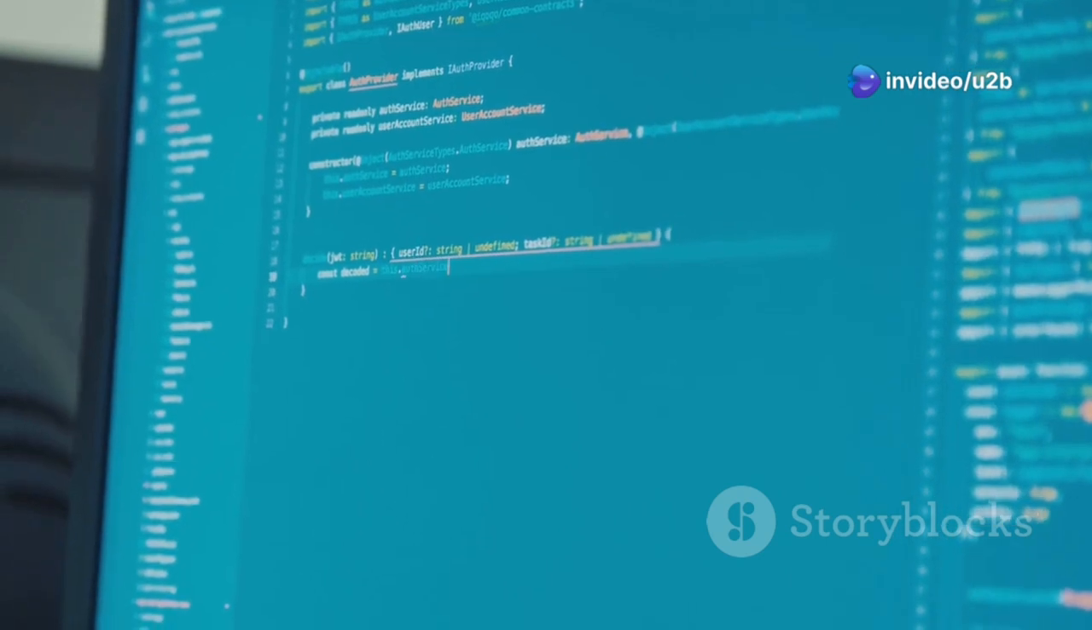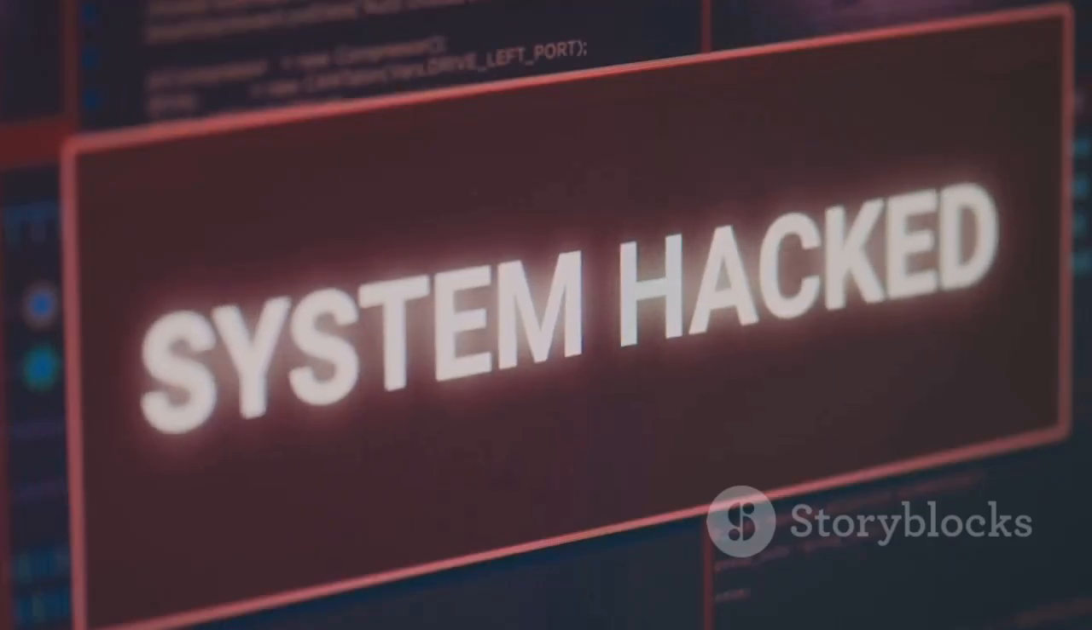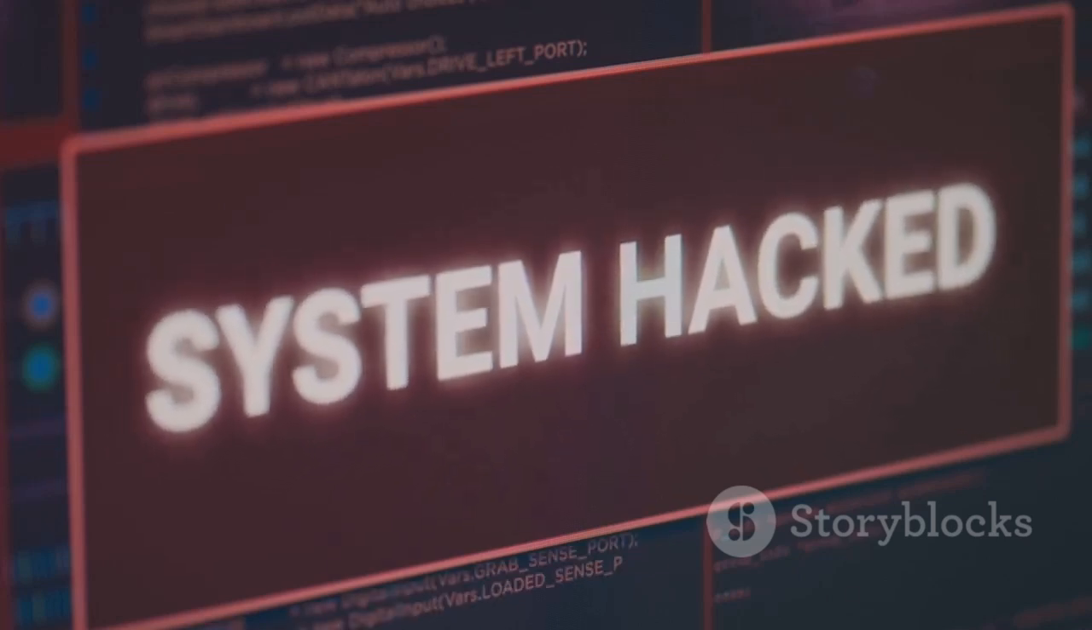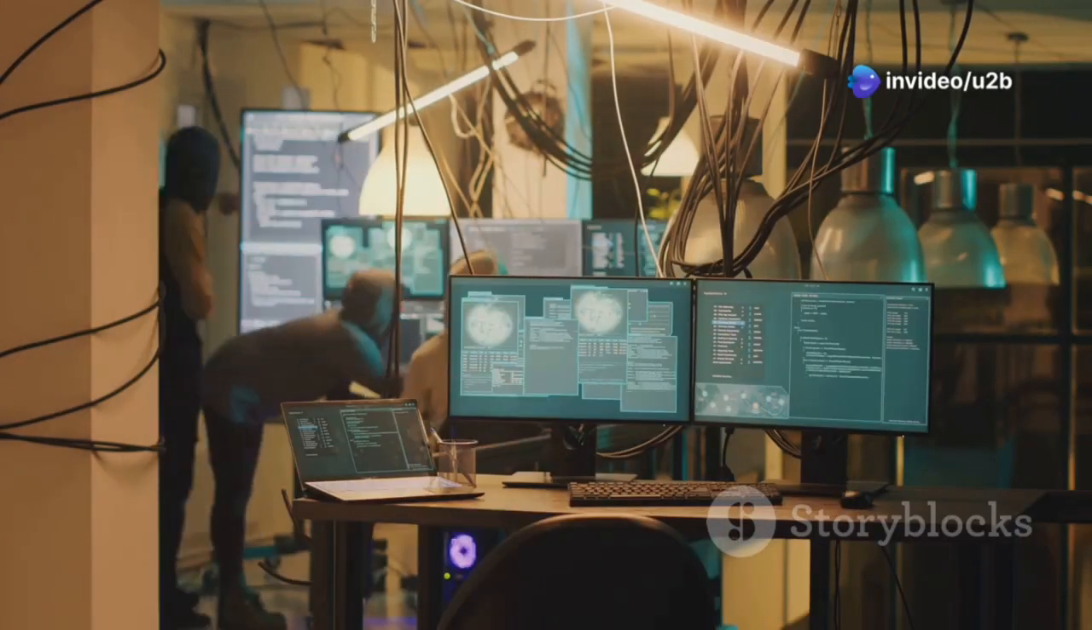Software vendors quickly released patches to address the Log4Shell vulnerability. However, many organizations were slow to apply these patches, leaving their systems vulnerable to attack. Timely patching is crucial for mitigating the risk of known vulnerabilities.